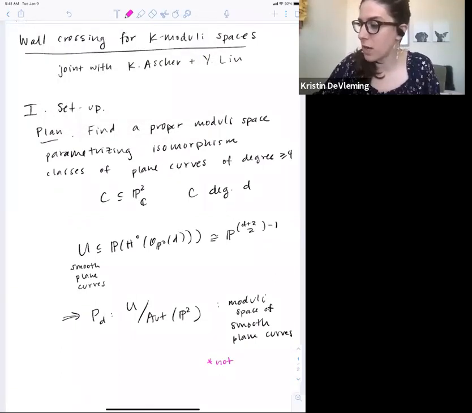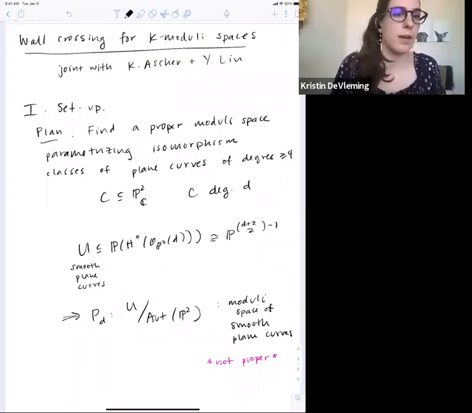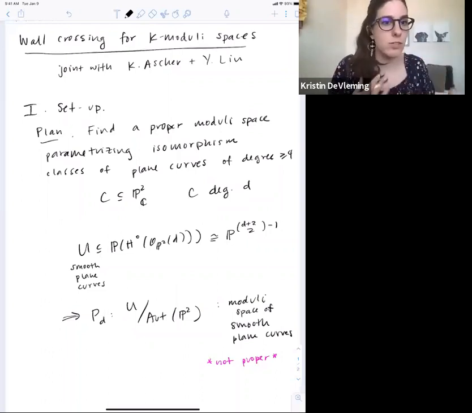The main thing about this space, depending on your motivation and point of view, and maybe why you care, is that this is not proper. So, if you're an enumerative geometer, maybe you care about proper moduli spaces to do intersection theory or study some sort of actual counting problem. How many curves in the plane of degree 5 have 2 cusps, things like this. But maybe you want a proper moduli space to study the limits of these smooth plane curves, right?